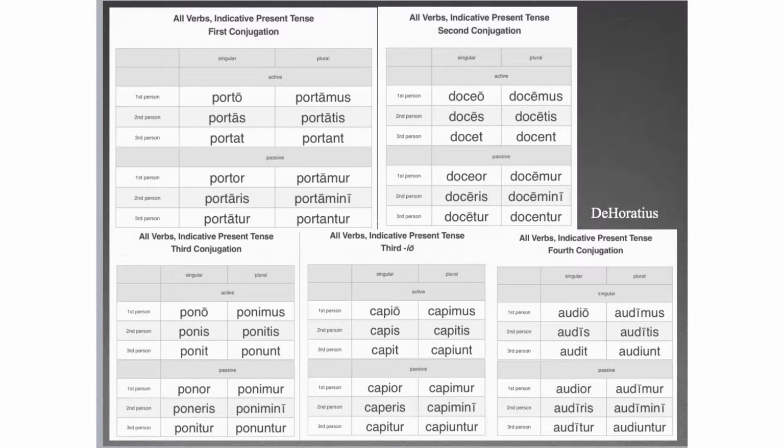We move over here to doceo, E. All right, we move over here to pono, I. I. All right, capio, same thing. Audio, same thing. So all the endings are the same. The stems, of course, are going to change based on the verb. The only thing that really changes is the characteristic vowel.